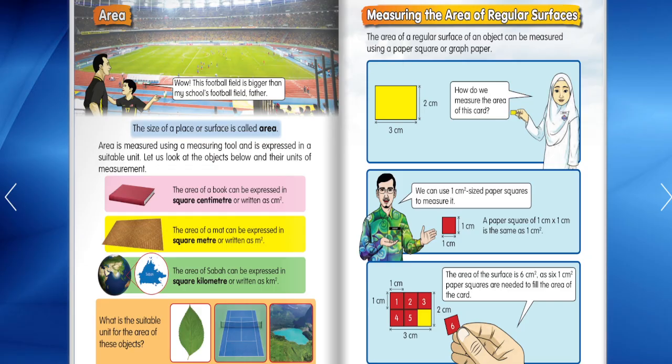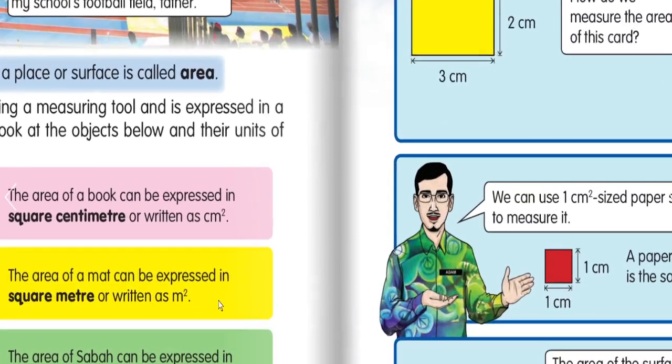First of all, let's talk about area. This guy is saying, wow, this football field is bigger than my school's football field. So, area: the size of a place or a surface is called area. Area is measured using a measuring tool and is expressed in square units. Like the area of a book can be expressed in square centimeter, which we write with a tiny 2 at the top, read as square centimeter.